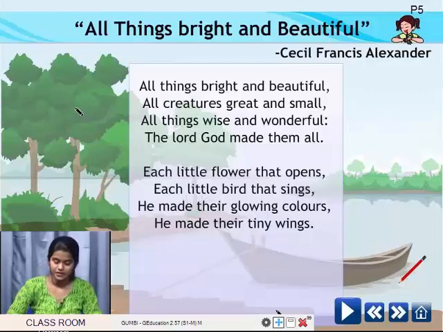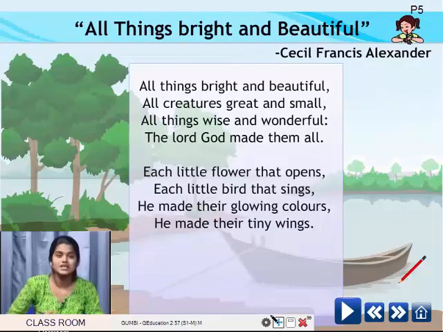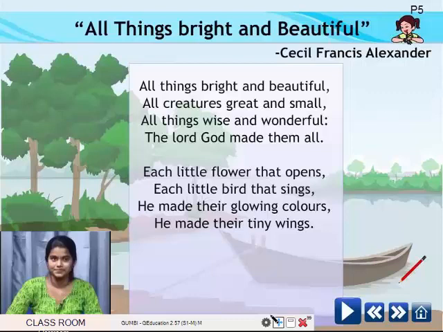So the title is All Things Bright and Beautiful. Who can you see here? Yes, the name of the poet. Who's the poet there, children? This is the name of the author. Who is he? Cecil Francis Alexander. So he is the poet who has written this poem, All Things Bright and Beautiful. So here is the poem. I'll read it once. You listen to me. Okay?